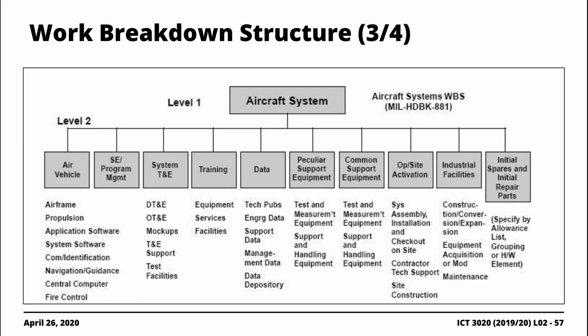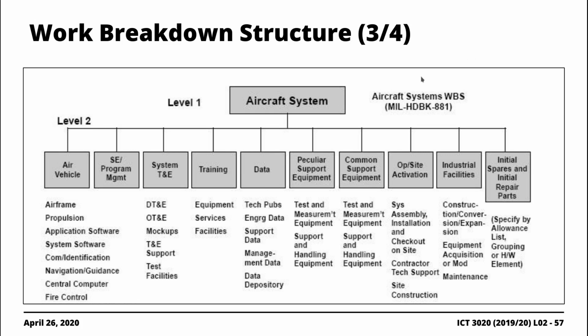An example I lifted from Wikicommons here of an aircraft system, and it is that our aircraft system is the project name, which is level 1, and then level 2. Level 2 would be the summary tasks associated with this aircraft system: industrial facilities, data, training, right? And then associated with these summary tasks are subtasks, which could either be milestones or deliverables.